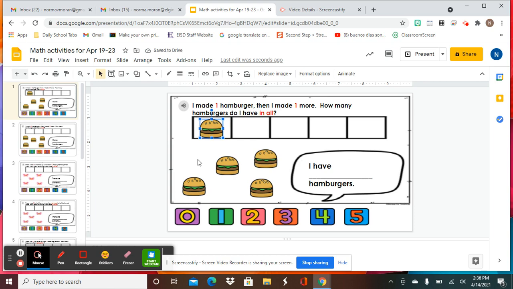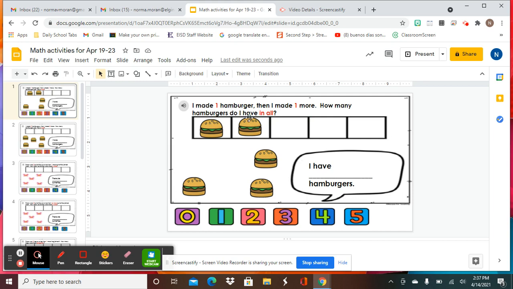Then I made one more. So now I'm going to grab another hamburger and I'm going to put it here. How many hamburgers do I have in all? So now I have to count the hamburgers that I have on the 5 frame.